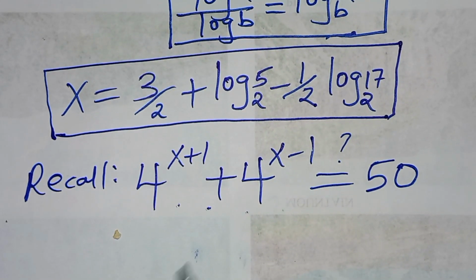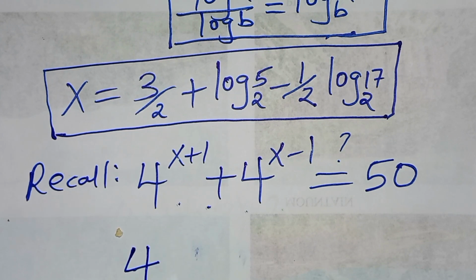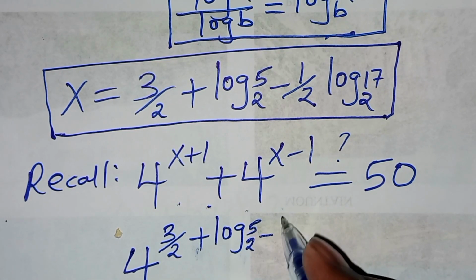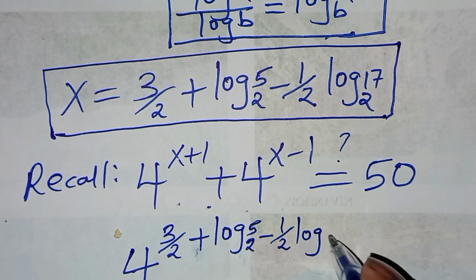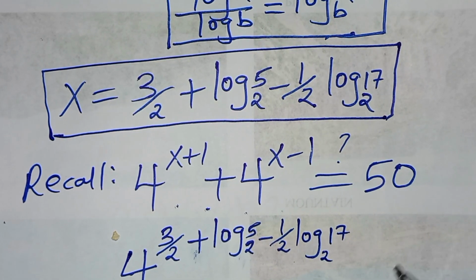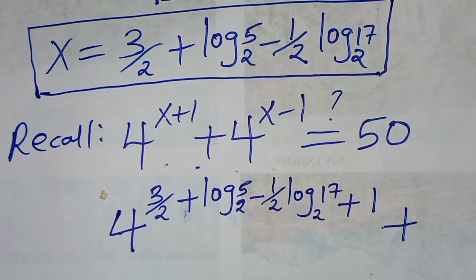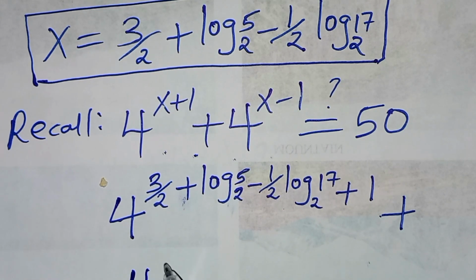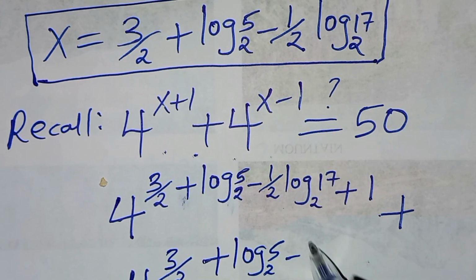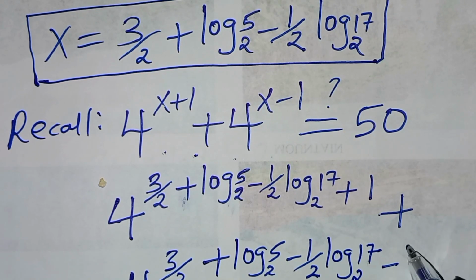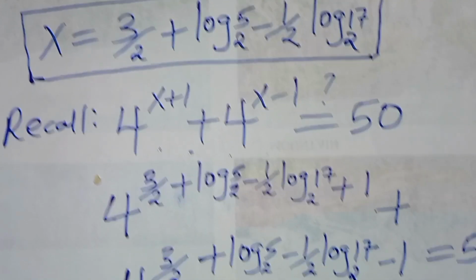So let's substitute the value of x here, so that we'll have 4 to the power x, where x is 3 over 2 plus log 5 to base 2, subtract half log 17 to base 2, then plus 1, plus we have 4 to the power x, which is 4 to the power 3 over 2 plus log 5 to base 2, subtract half log 17 to base 2, subtract 1. This should give us a value of 50.